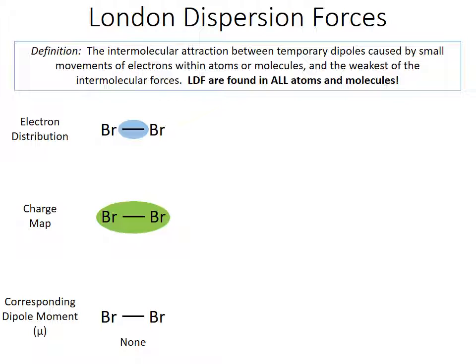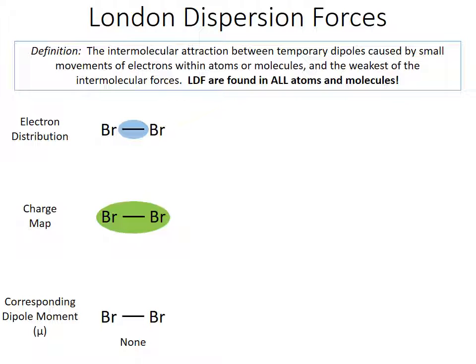Here we have a molecule of dibromine. On the top row, we see the electron distribution. That single covalent bond has 2 electrons in it. If we assume that the 2 electrons are evenly distributed between the 2 bromine atoms, then the corresponding charge map will be entirely neutral. On charge maps, green means neutral, red means negatively charged, and blue means positively charged.